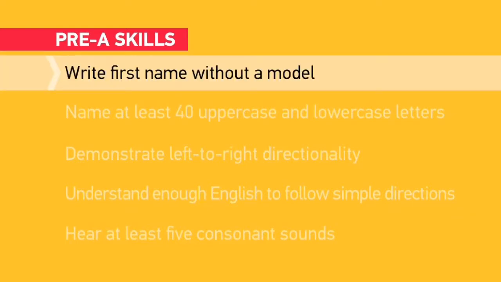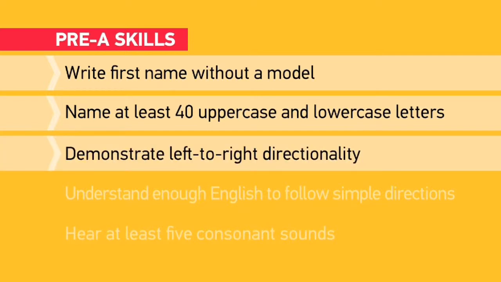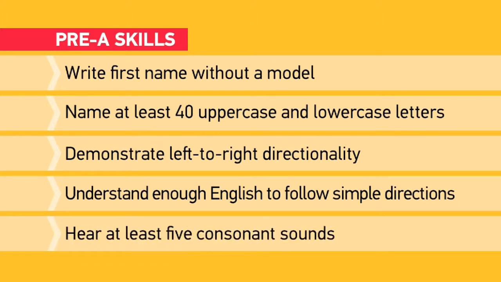Pre-A students are ready to move to the emergent stage when they can do the following: write their first name without a model, name at least 40 uppercase and lowercase letters, demonstrate left-to-right directionality, understand enough English to follow simple directions, and hear at least 5 consonant sounds.